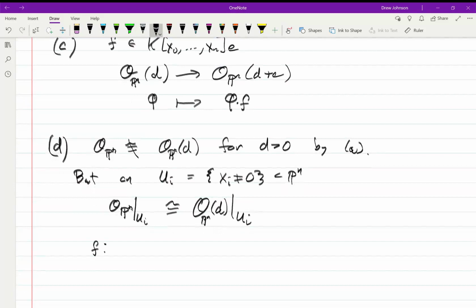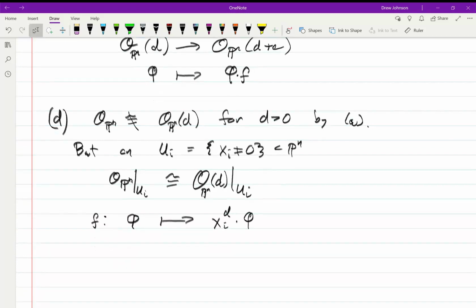Okay, what's the map? So remember, we talked about morphisms of OX modules, and of course an isomorphism of OX modules is just a morphism where all of the maps of sections are isomorphisms, module isomorphisms, right? Okay, so how do we give the isomorphism here? Well, we can just take any section phi on any open subset of U_i, not just on U_i, but any open subset of U_i. And we can just multiply it by x_i to the D power.